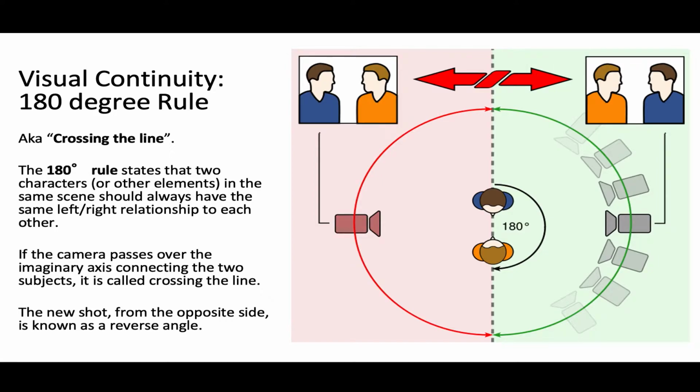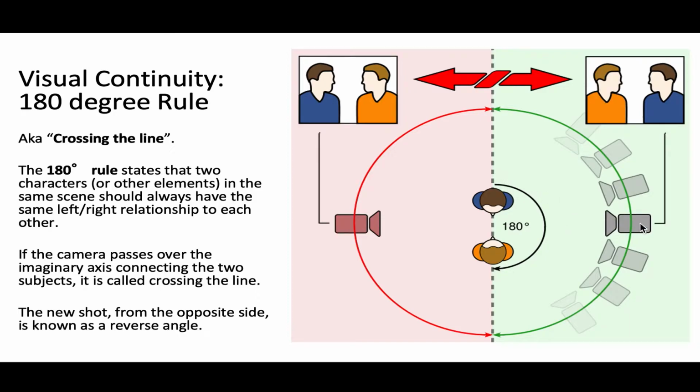There are two concepts here. There's the 180-degree rule, or crossing the line, and then there's visual continuity. The two are very closely related, though they're not quite the same. But for our purposes, what we need to understand is that where you've got two characters in a scene talking to each other, which is very common, you want to make sure that you maintain visual continuity.